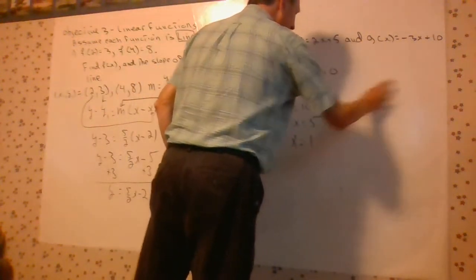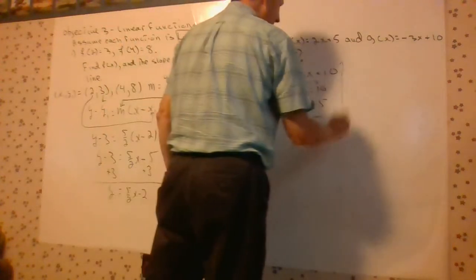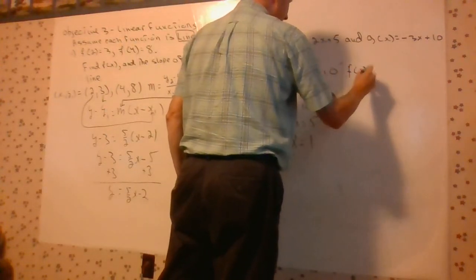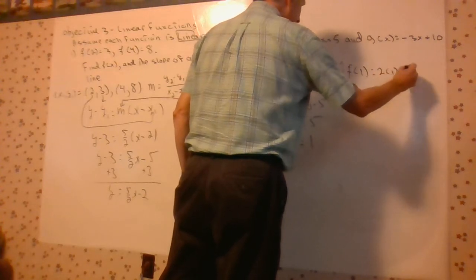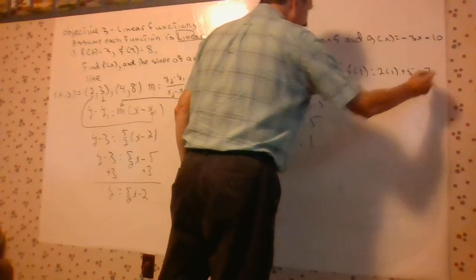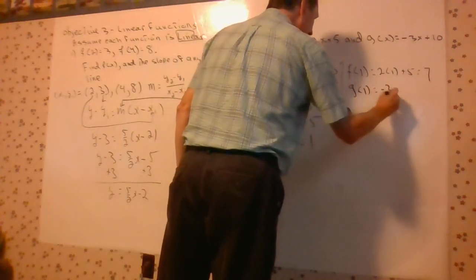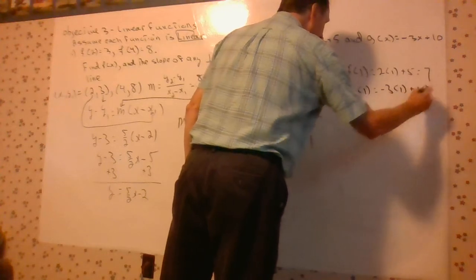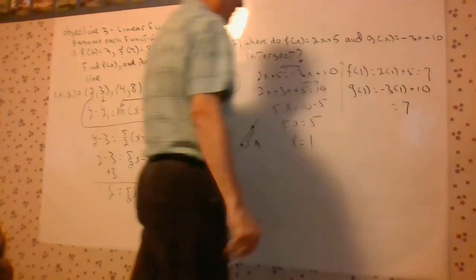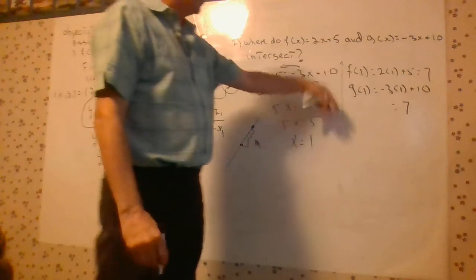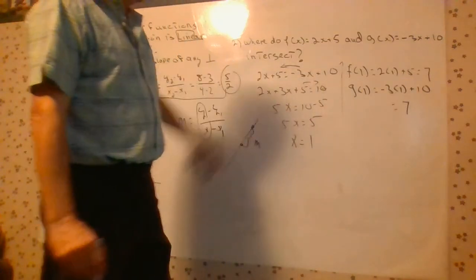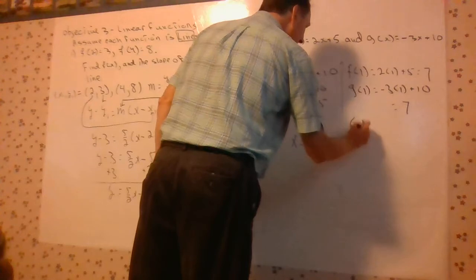Well, given that x equals 1, you can substitute in here. You can calculate f of 1 is 2 times 1 plus 5, or 7. And of course, you can calculate g of 1, and you get negative 3 times 1 plus 10, which is also equal to 7. It's a good thing they're equal. If these were unequal, we would have made a mistake back here somewhere. And so the point is (1, 7).